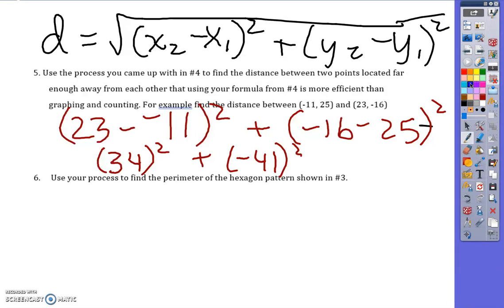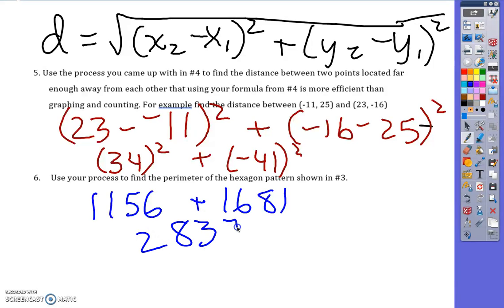And so I get 34 squared is 1,156 plus negative 41 squared. And I'm going to make sure I do this right. So I'm going to start with parentheses, negative 41 on my calculator. And then I'm going to square it. And I get 1681. So you might wonder, well, why isn't it negative? Because a negative times a negative is a positive. I add those two numbers together. And I get 2,837. And now I take the square root.